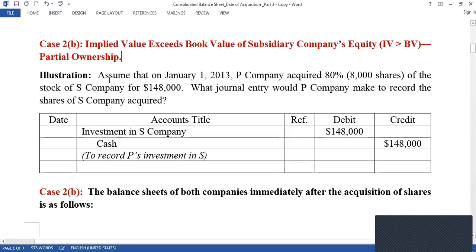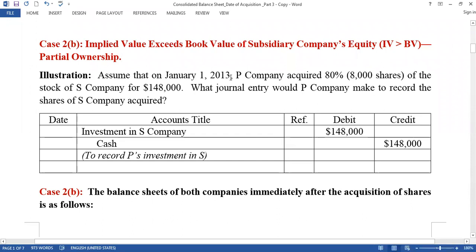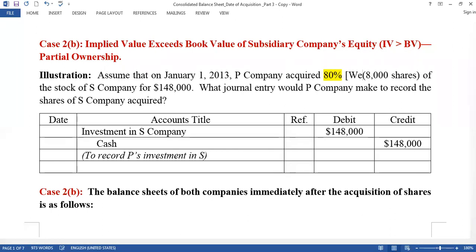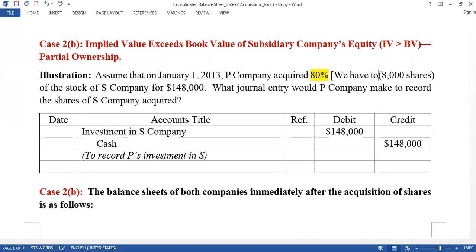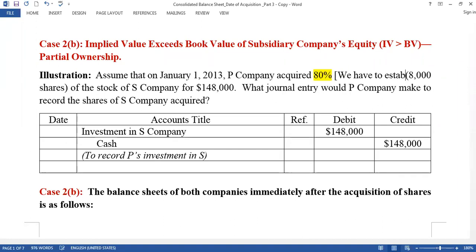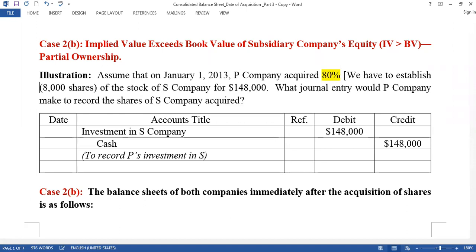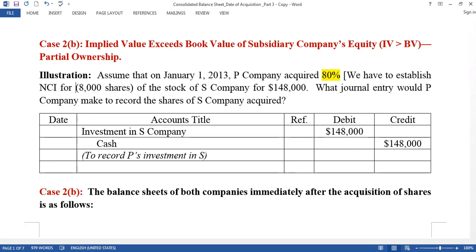So read the question. Assume that on January 1st, 2023, P company acquired 80%. So it is less than 100%, so we have to establish NCI for how many percent? For the remaining 20%.